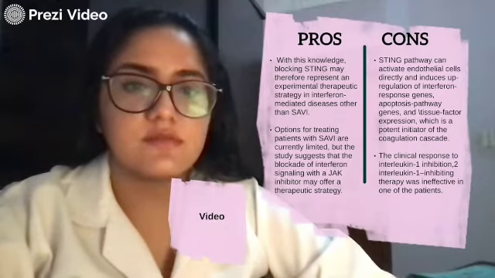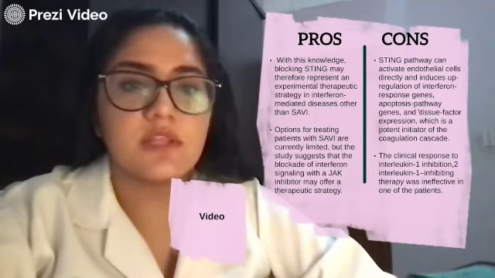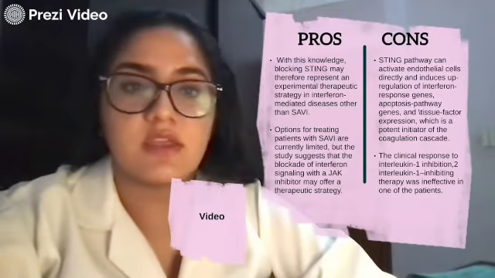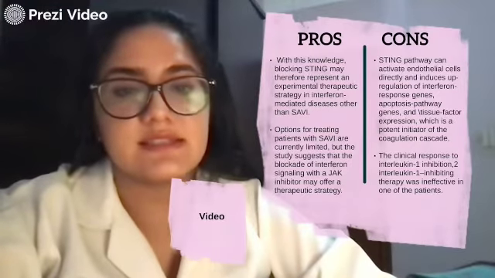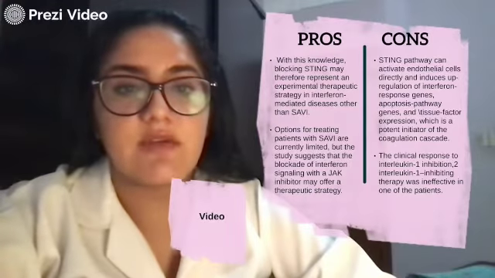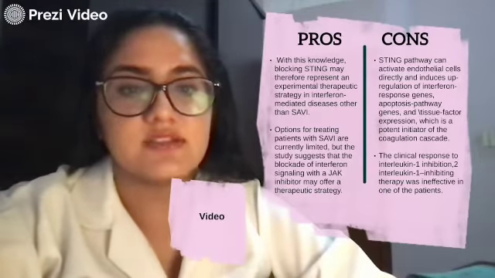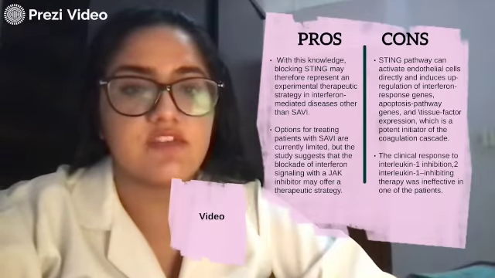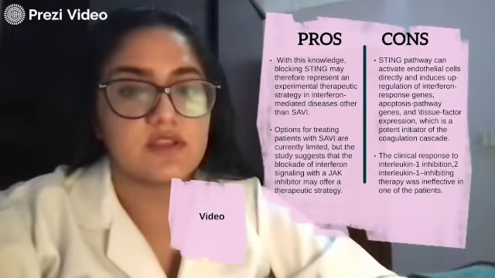Pros and cons. The pros are that with this knowledge, blocking STING may therefore represent an experimental therapeutic strategy in interferon-mediated diseases other than SAVI. Also, options for treating patients with SAVI are currently limited, but the study suggests that the blockade of interferon signaling with a JAK inhibitor may offer a therapeutic strategy.